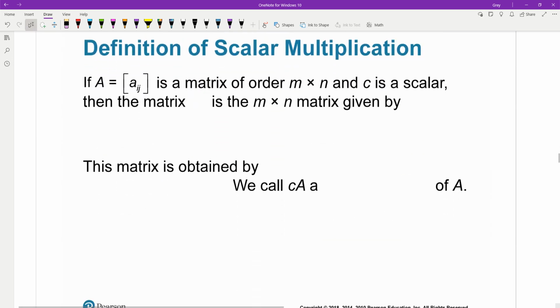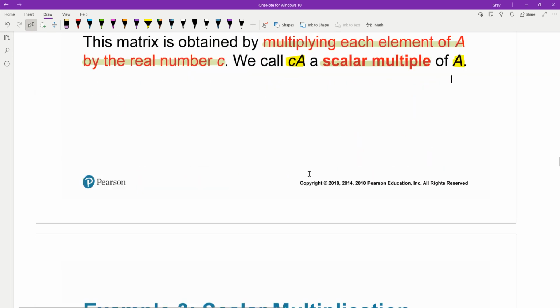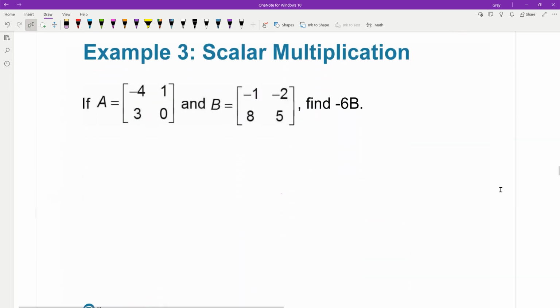Definition of scalar. We have two types of multiplication with matrices. The first one is called a scalar. We've had scalars before. It's just a fancy word for a number, and it's denoted with a little letter c. If you do, that means you're going to take that c and multiply each element of A by that number. Then we say that cA is a scalar multiple of A. But more importantly, this is what you're going to have to be able to do.